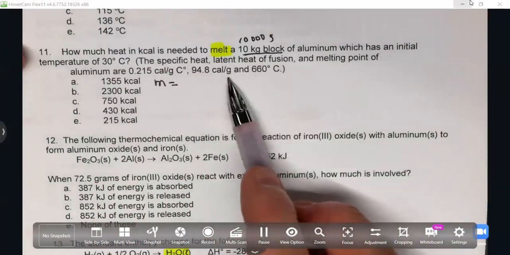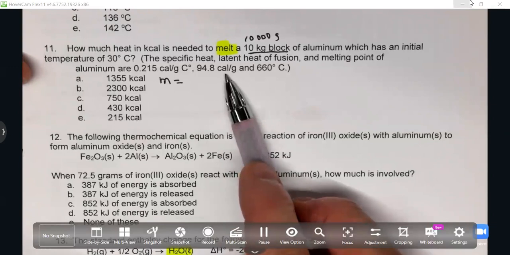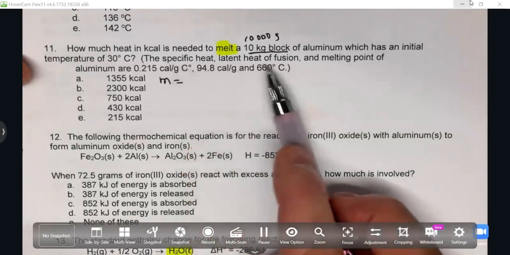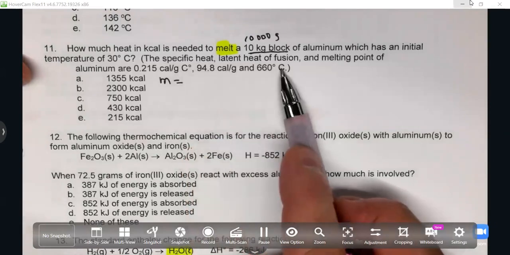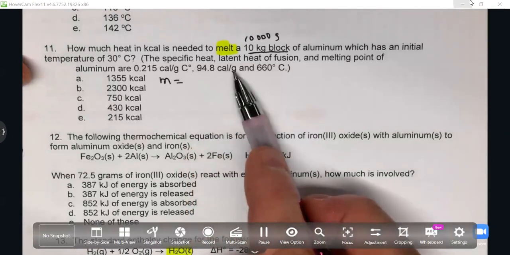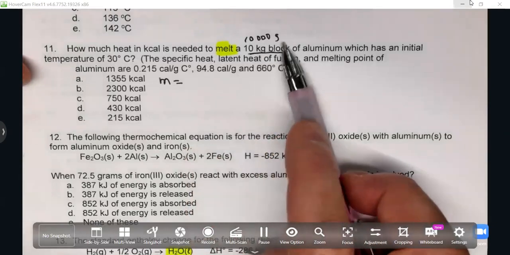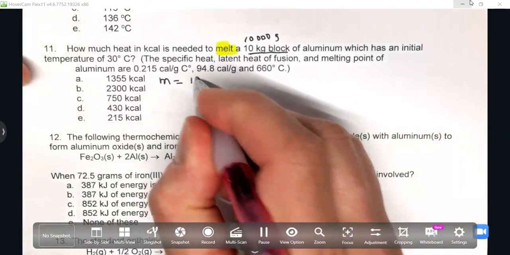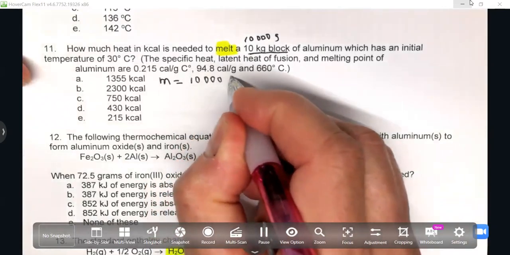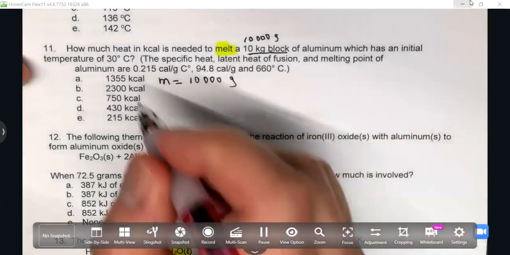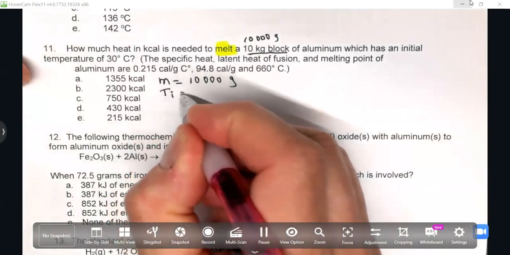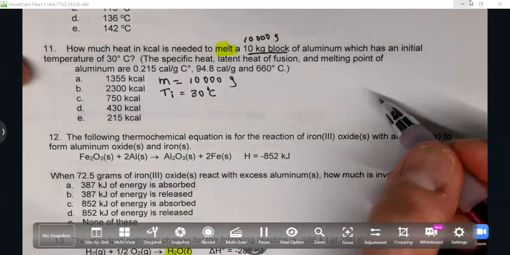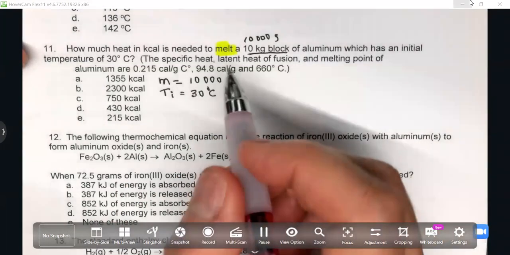And this is going to have to be given to you on the test as well. So this gives me my specific heat of aluminum. It gives me my enthalpy of fusion, and it gives me my melting point. But notice this is in grams. So I'm going to write down my mass, not in kilograms, but in grams. So my mass is 10,000 grams. The initial temperature is 30 degrees Celsius.